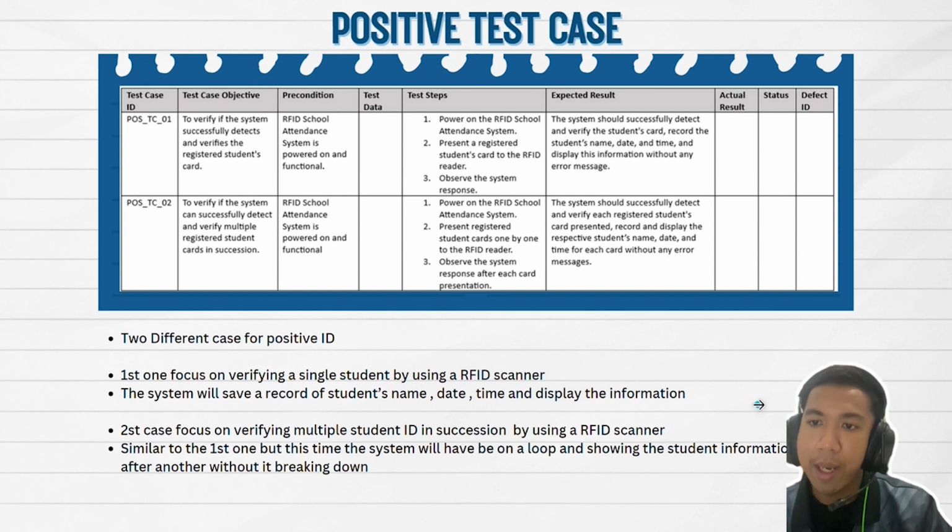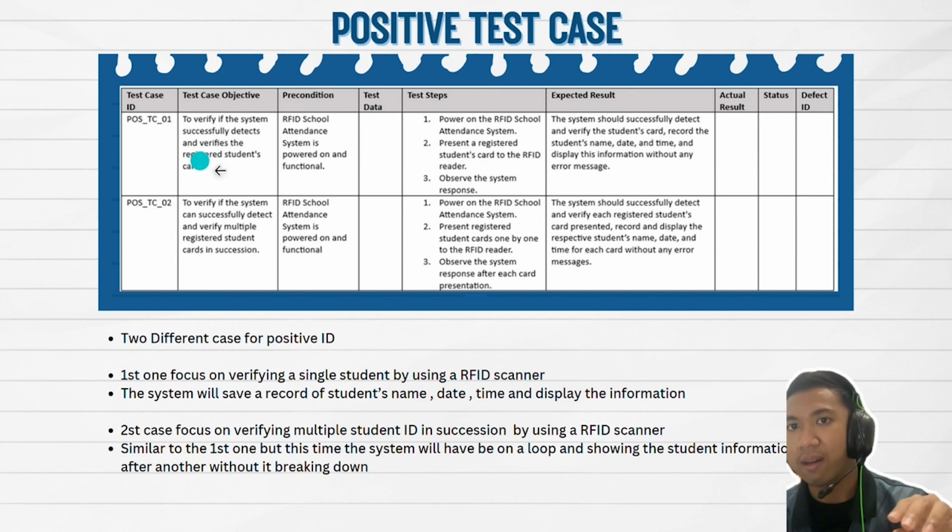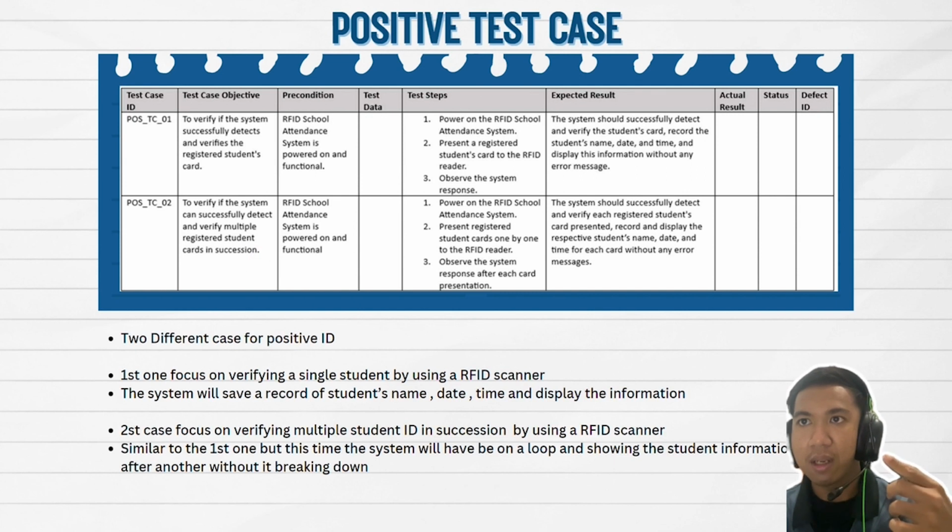Similar to the first one, but this time the system will be on loop, showing the student information one after another without breaking down. So what is different is that the first case is only for one student and then the RFID will scan, but for the second case it will scan for one to five students and then the RFID will be scanned.